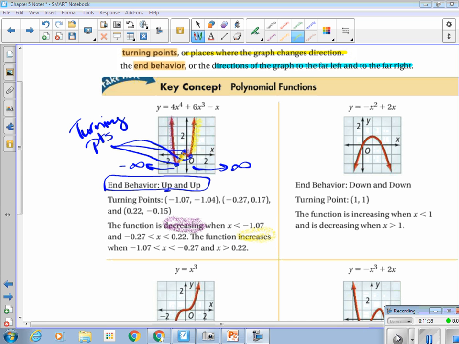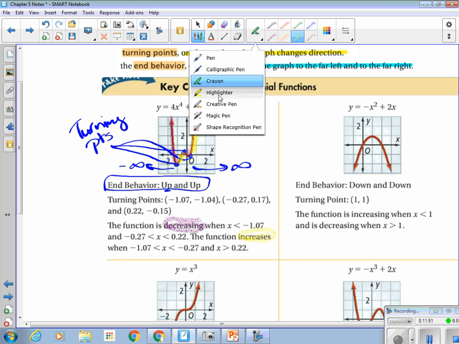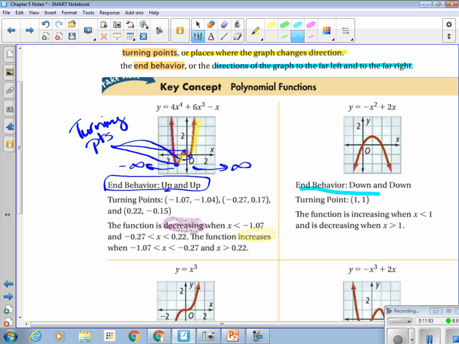All right, so we're going to look at y equals negative x squared plus 2x. We know because the value in front of our x squared is negative, it's going to be a frowny face. When we have frowny face behavior, our end behavior is going to be down and down. Our turning point is right there at our vertex, and we are increasing from negative infinity to our turning point, and from that point to infinity, we are decreasing.